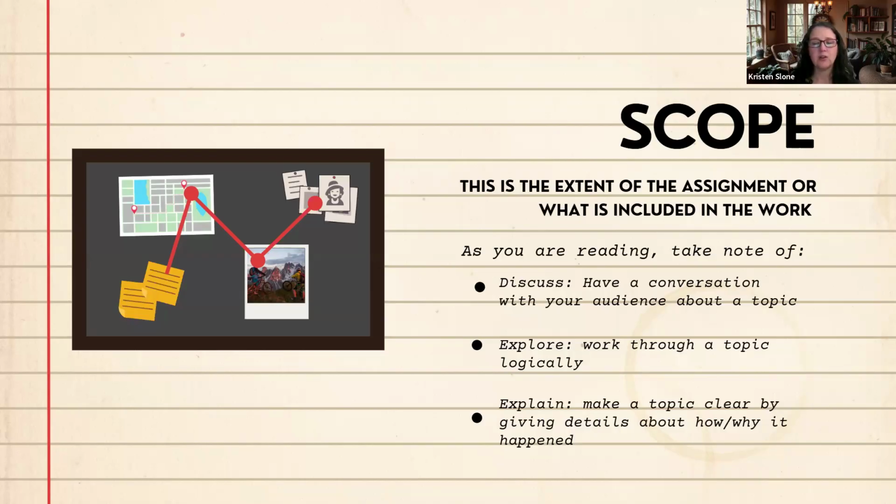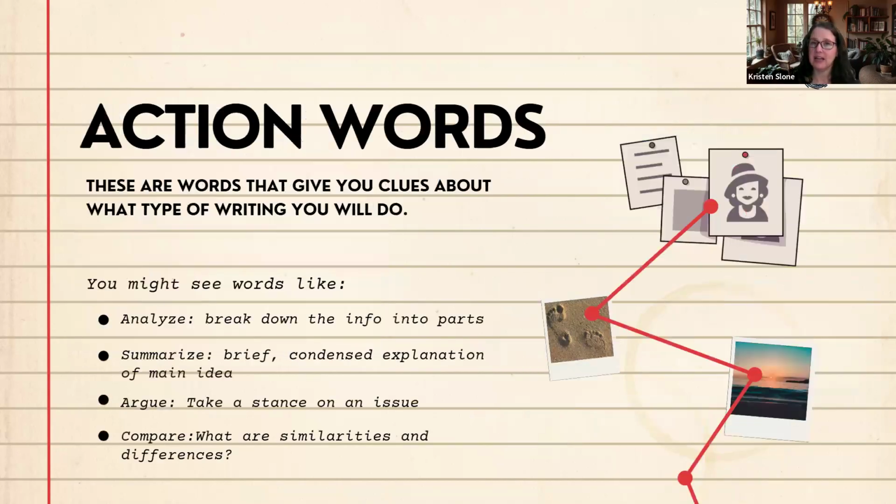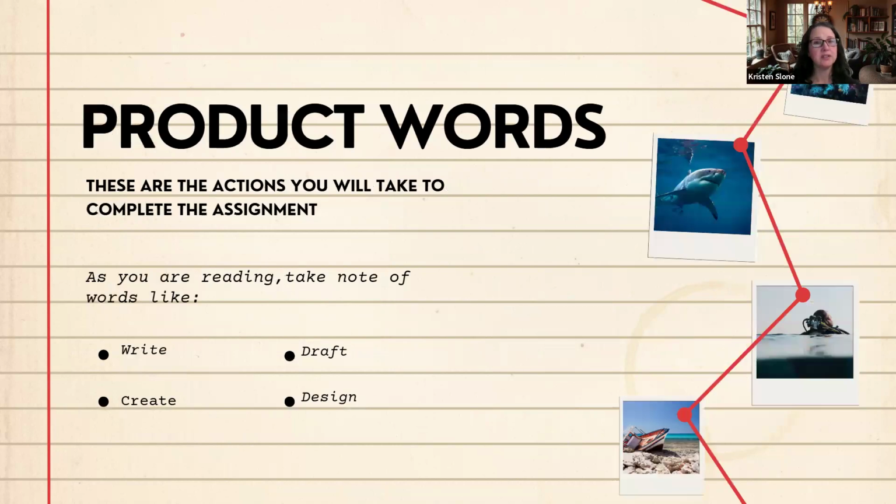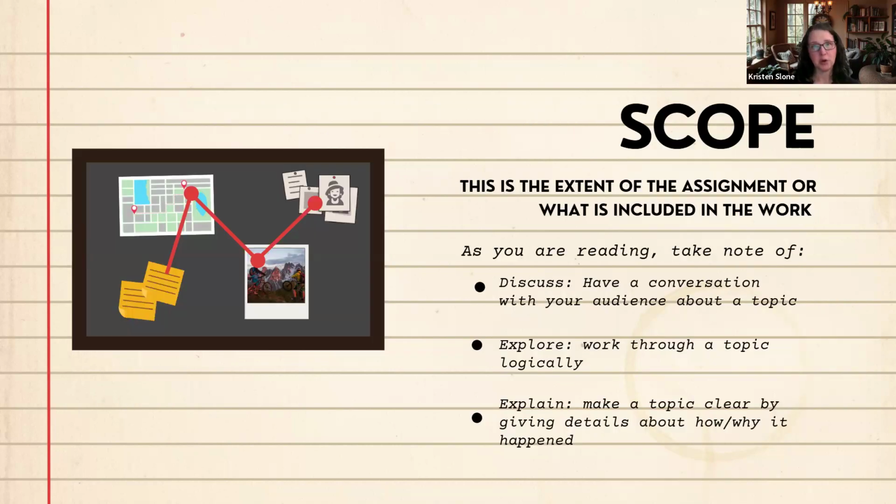So again, we've got action words, which give you clues about the type of writing you'll do. We've got product words, actions you'll take to complete the assignment, and then the scope, the extent of what's included in the work. Am I discussing? Am I exploring? Am I explaining? Am I comparing, etc.?